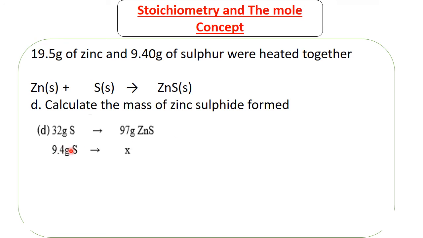So 9.4 grams of sulfur produces X. When we cross multiply, 32 grams times X is 32X, equal to 9.4 times 97, and we can divide both sides by 32 grams of sulfur, and we're going to get 28.5 grams of zinc sulfide being produced.